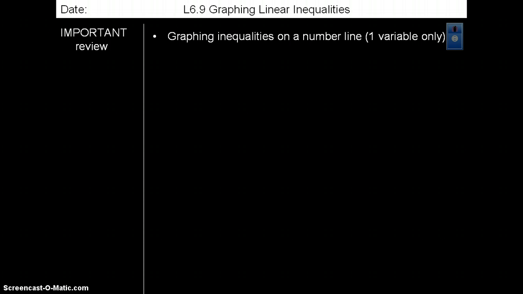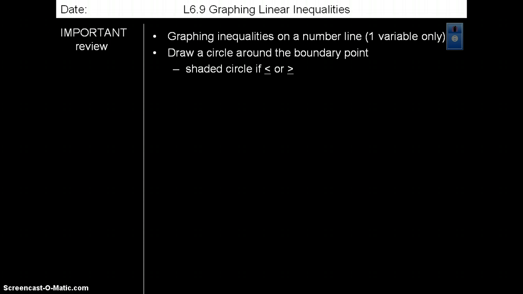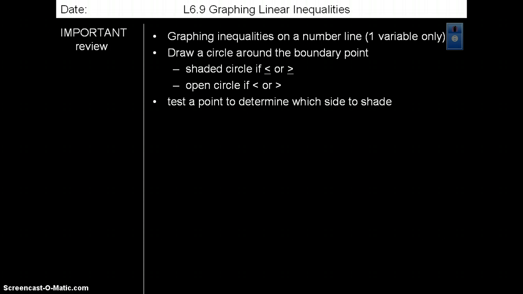So, graphing inequalities on a number line. This would be one variable only. So we will remember that we drew a circle around the boundary point. We shaded the circle if it included the or equal to symbol. We left the circle open if there was no or equal to. And then we used a test point to determine which side to shade.